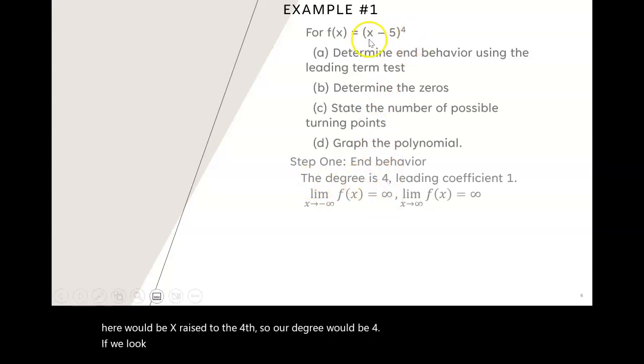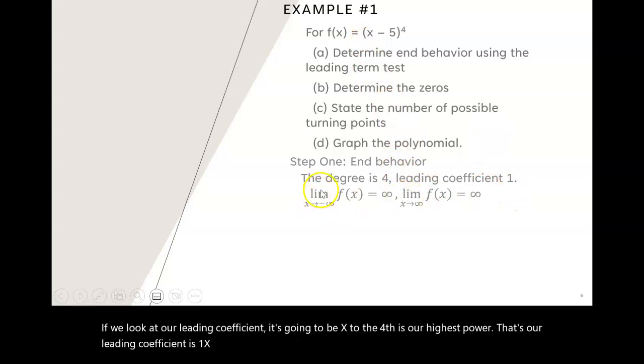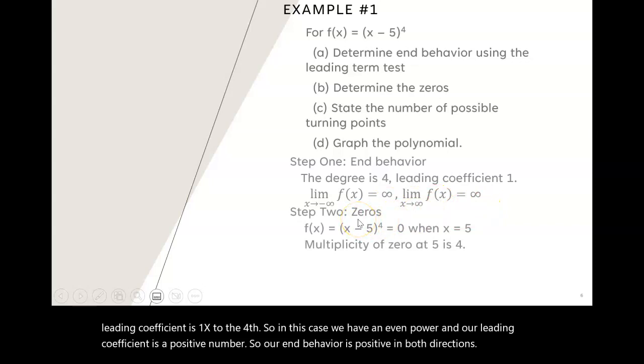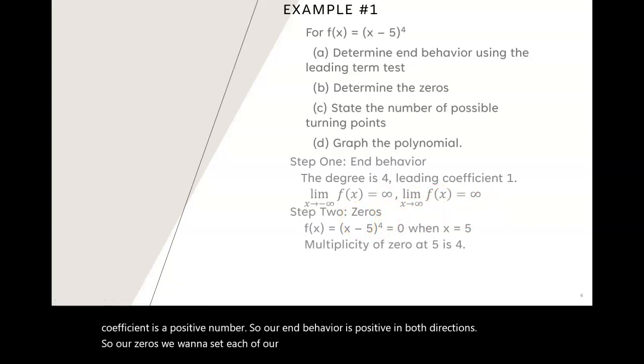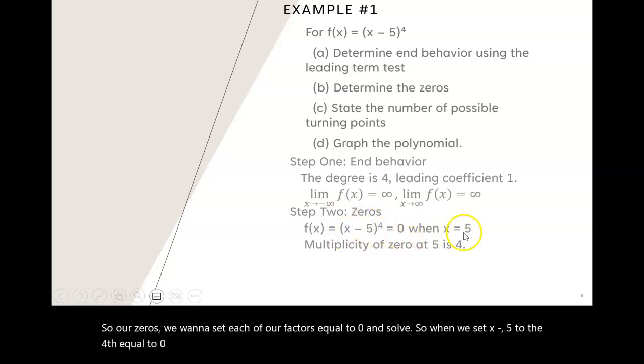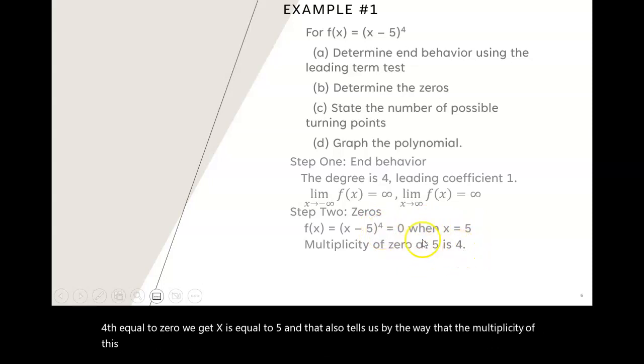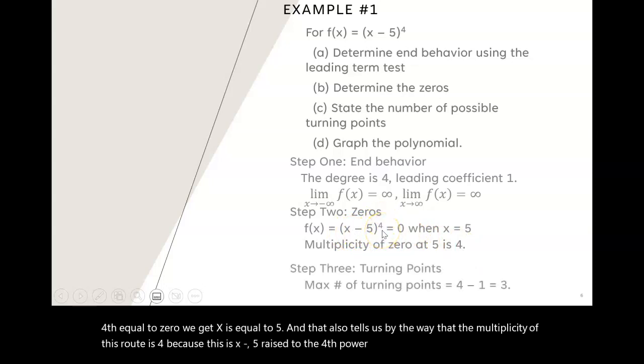If we look at our leading coefficient, x to the fourth is our highest power, and so our leading coefficient is 1 x to the fourth. So in this case, we have an even power, and our leading coefficient is a positive number. So our end behavior is positive in both directions. For our zeros, we want to set each of our factors equal to 0 and solve. So when we set x minus 5 to the fourth equal to 0, we get x is equal to 5. And that also tells us, by the way, that the multiplicity of this root is 4, because this is x minus 5 raised to the fourth power. That's going to play a key role here.